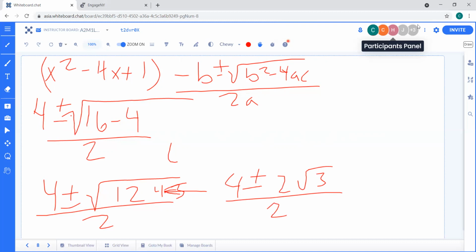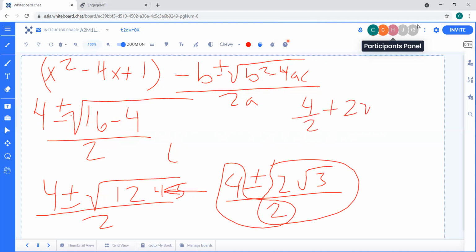Well, you have to break this apart, you have to put each term over the 2. Hopefully that wasn't too loud for y'all. So we would have 4 over 2 plus 2 square roots of 3 over 2. Well, that's going to be 2 plus the square root of 3. And it would also be 2 minus the square root of 3. There you go.